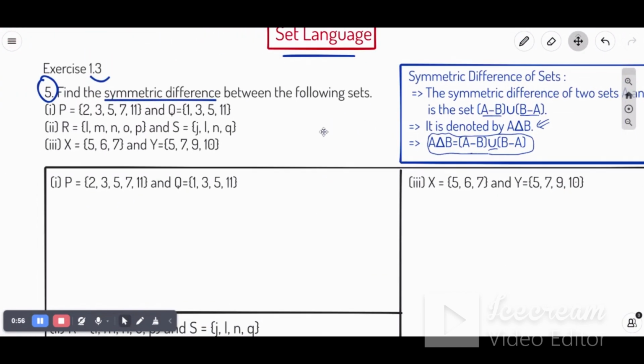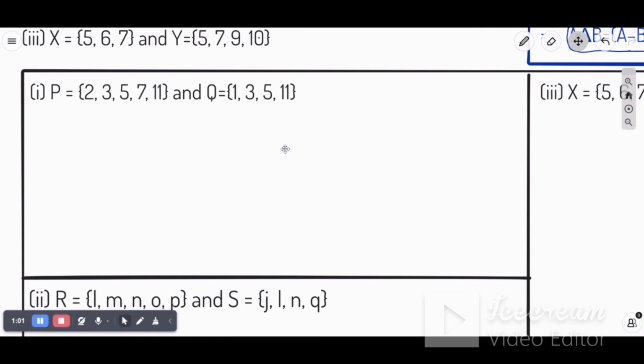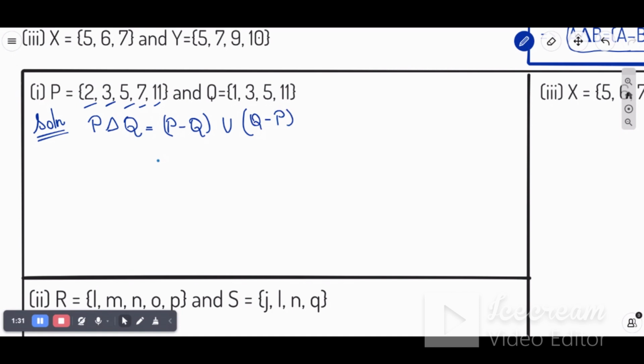With this quick recap, let us move on to our question. The question is, P and Q are the sets which are given. So let us go on with our solution. Set P is equal to 2, 3, 5, 7, 11, and set Q is also given. Since we are asked for symmetric difference, let us write out the formula. P delta Q is equal to P minus Q union Q minus P. First we have to find P minus Q, which means we subtract the elements of Q from P.